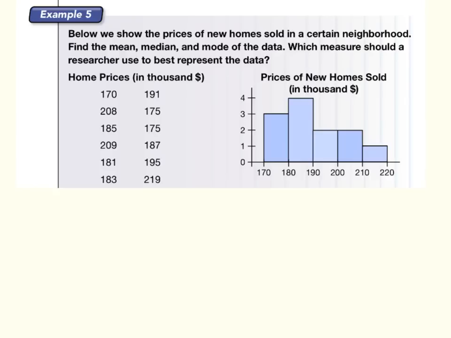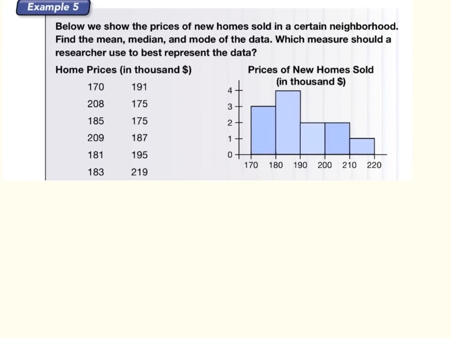Example 5. All right, example 5 has a chart in it. If you want to, you can print this out at home and put it in your notes. It shows the prices of new homes sold in a neighborhood. It tells me to find the mean, median, and the mode of the data. And then it asks kind of an interesting question: which measure should a researcher use to best represent the data? So this is a real thinking question.